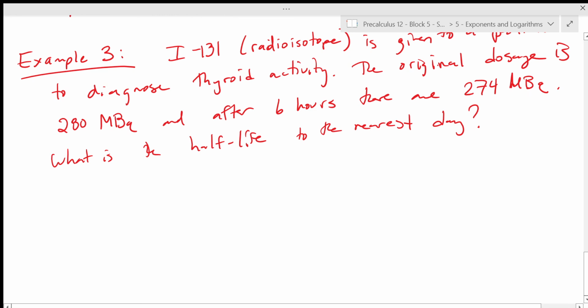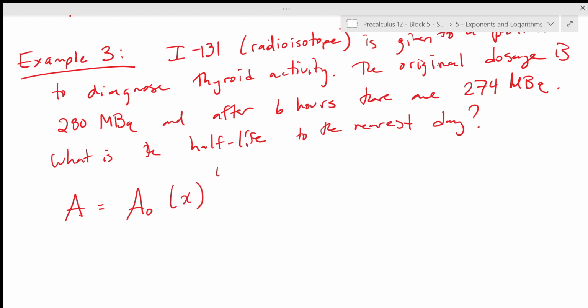Okay, so we have our formula for this, so we're going to write that down. We have A equals A naught times X to the little t over big T. Now the trick is, what does each of our variables mean? Our final amount is 274 MBQ. I personally do not know exactly what that unit of measure is, but since we're using the same unit, I think we can safely say that A naught, our initial amount, is 280 MBQ. We don't really need to know what the unit is in order to solve it, because our answer is going to be in days.